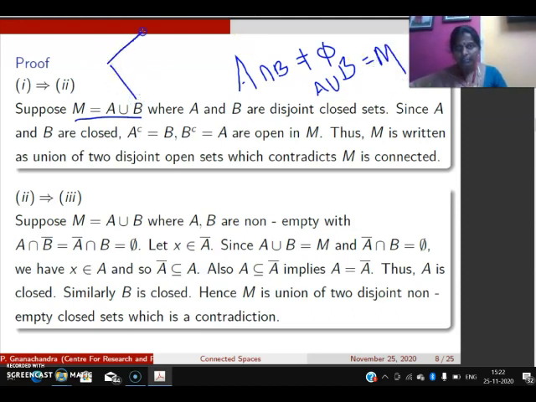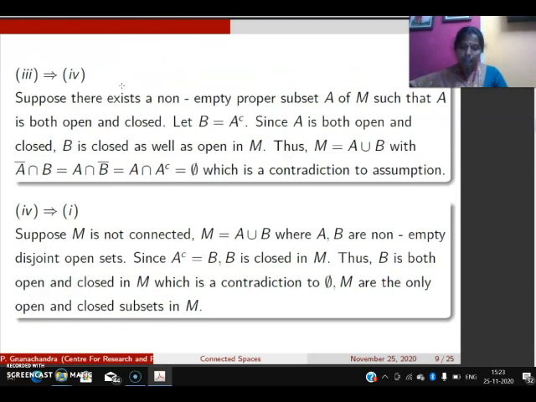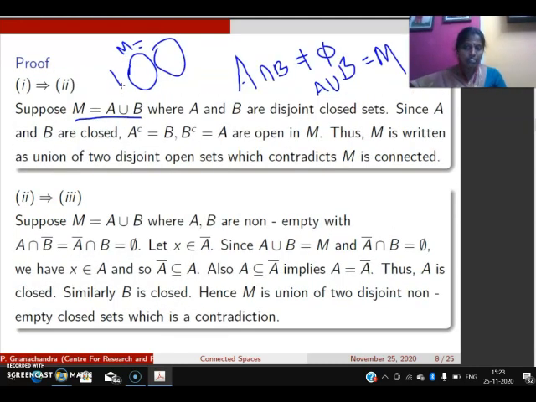So let us see this by a diagram. This is A and this is B. A union B equals M, and A and B are disjoint, therefore A complement equals B as well as B complement equals A. Then M is written as the union of two disjoint open sets, which contradicts the fact that M is connected, therefore this holds.